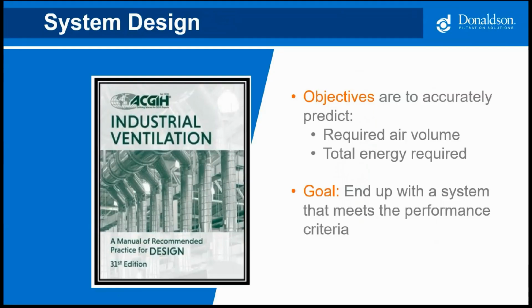The publication shown here is the Industrial Ventilation Guide. It is an important resource for proper system design. The Vent Manual is written by the American Conference of Governmental Industrial Hygienists, or the ACGIH. This is a nonprofit scientific organization that advances occupational health and environmental health.